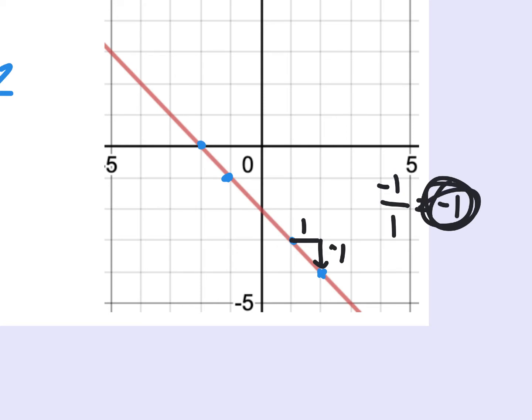Who had an answer of negative one? Good. If you put it over one, that's fine. That's legal. It's just kind of not simplified, but negative 1 over 1 would have been a good answer, too. Rise over run. Any questions about these?